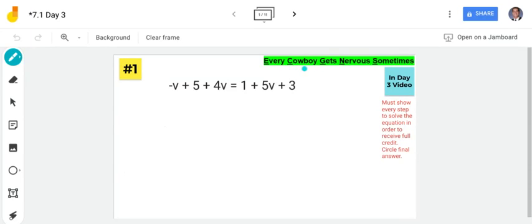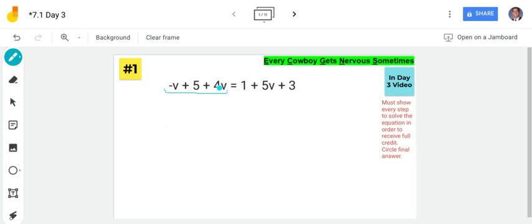The c on cowboy reminds me to combine like terms. And it's like crossing the street. I look left, I combine like terms over here if there are any. Are there any like terms? I have negative v plus 5 plus 4v. Are any of those terms like? You should say yes, right?